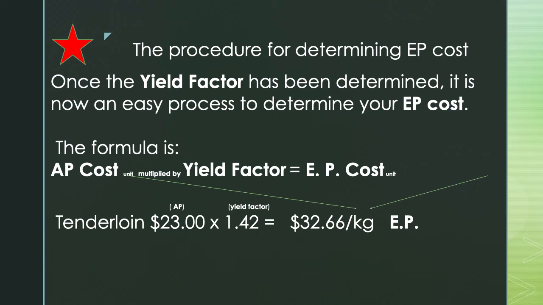The other cool thing about this yield factor is I know my yield factor for trimmed down tenderloin is 1.42, right? So it doesn't matter what my tenderloin costs. It could cost me $46 a kilo. I still multiply it by 1.42, and it will tell me what my edible portion price is. It could cost me $5 a kilo, and if I multiply it by my yield factor of 1.42, it will tell me what my edible portion price is. So that way I can cost really, really efficiently. Brilliant stuff, in my opinion.